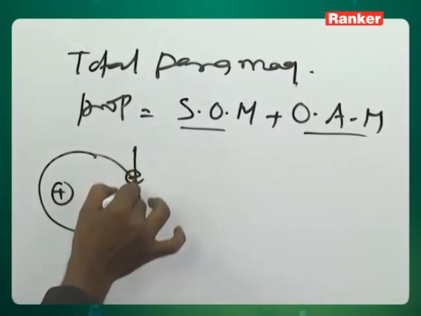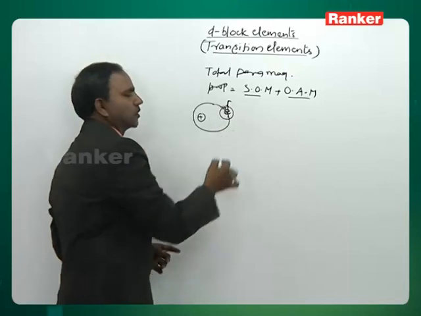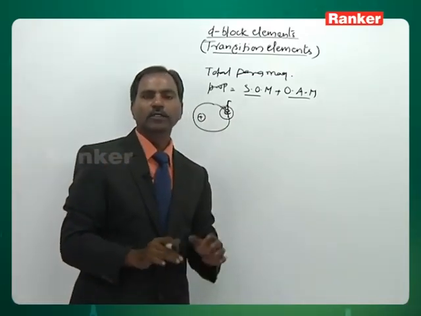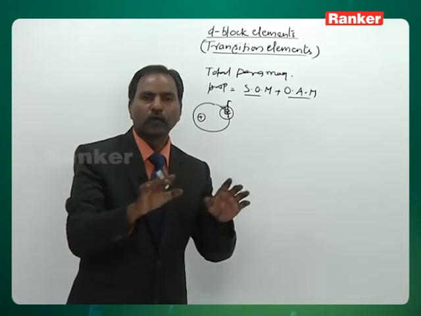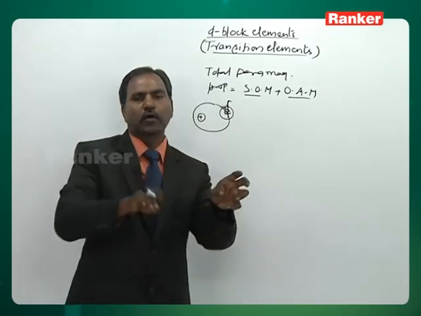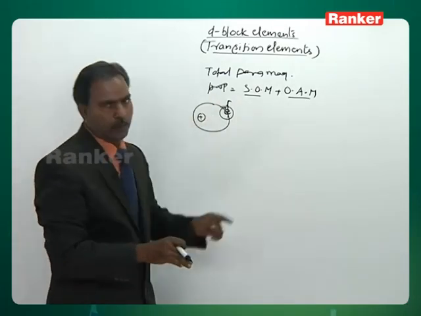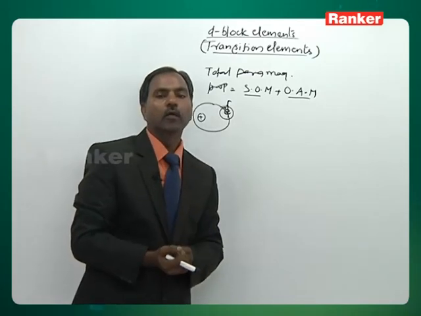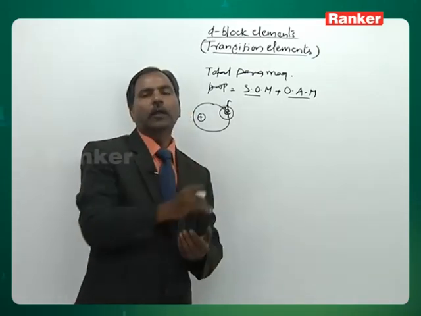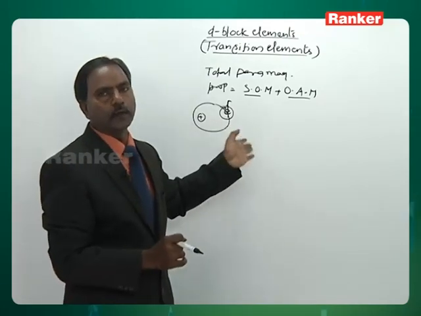Once revolving, this particular electron is also spinning on its own axis, developing a particular magnetic moment, what you call spin angular moment. While revolving around the nucleus in a particular orbit, it is developing one more magnetic moment, what you call orbital angular moment.